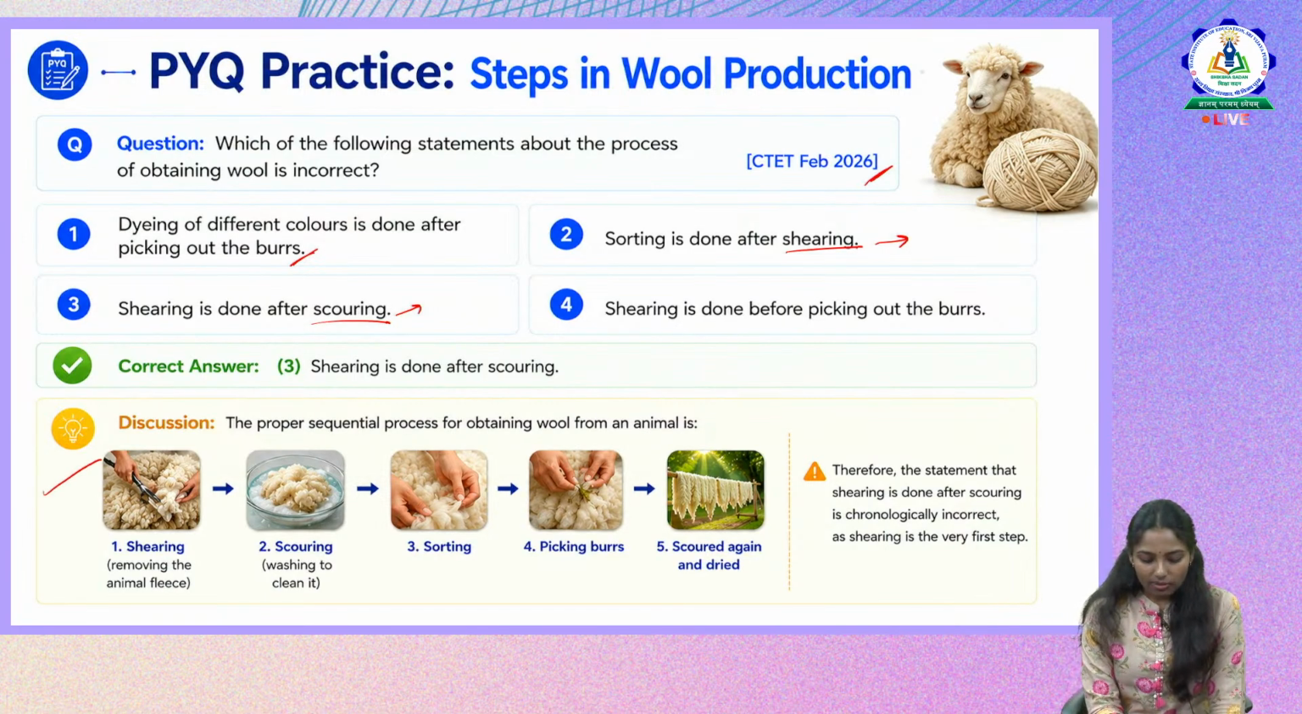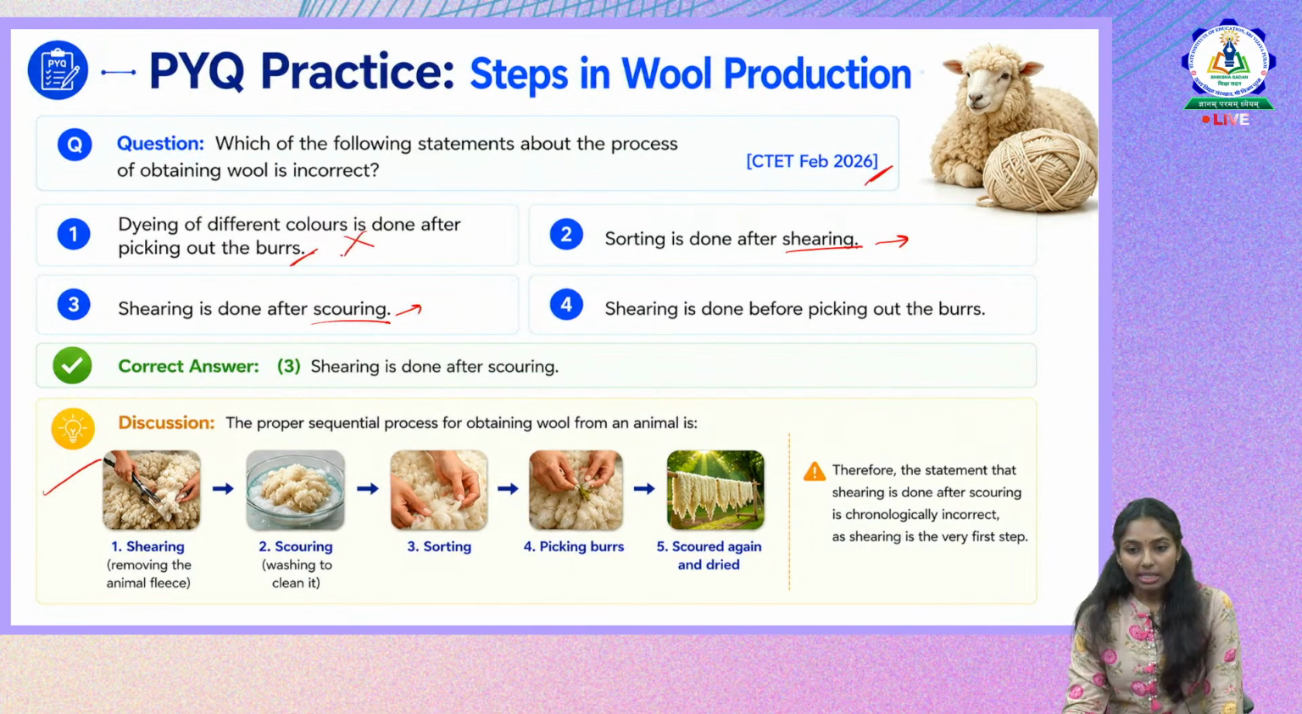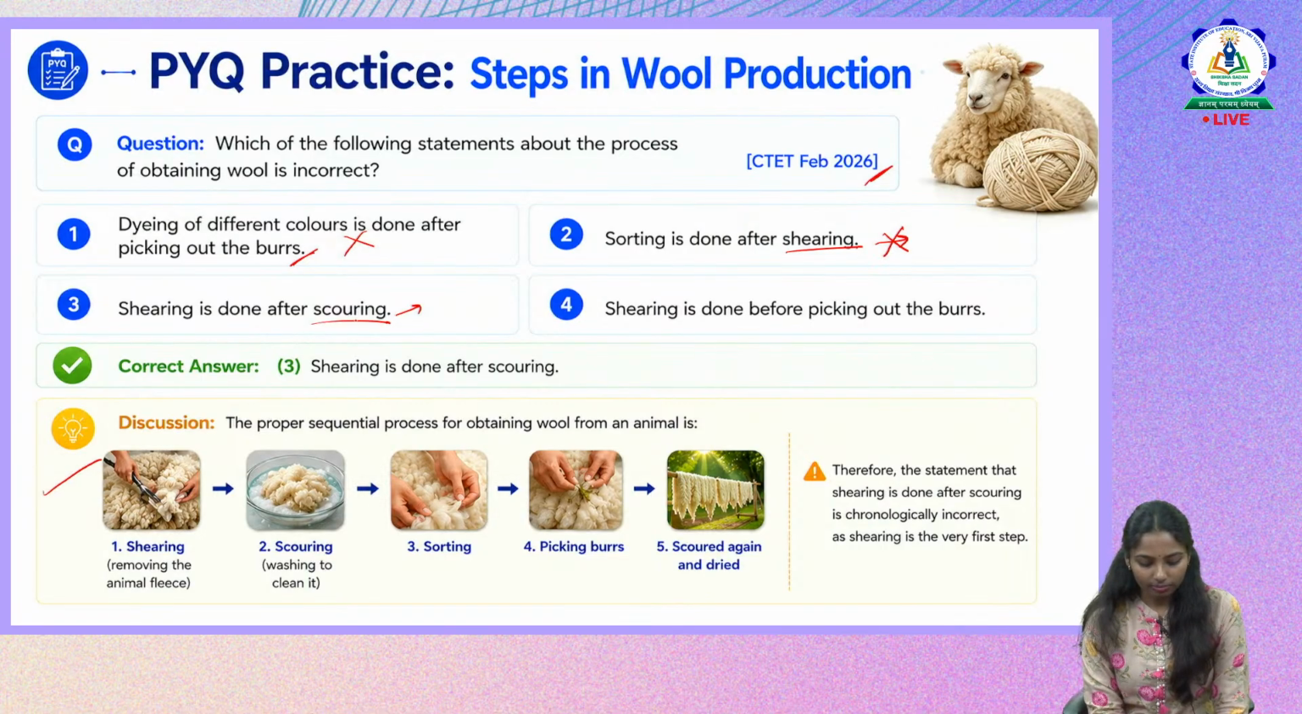So now as we understood the process of obtaining wool from an animal, we can easily answer these questions. Let us go back and read the options one by one. Dyeing of different colors is done after picking out the burrs. After picking out the burrs, they again scour it, meaning they wash it and dry it again. So we can eliminate this option. Sorting is done after shearing. After shearing we straight away do scouring, we wash it. So even this option we can eliminate. Next is: shearing is done after scouring.